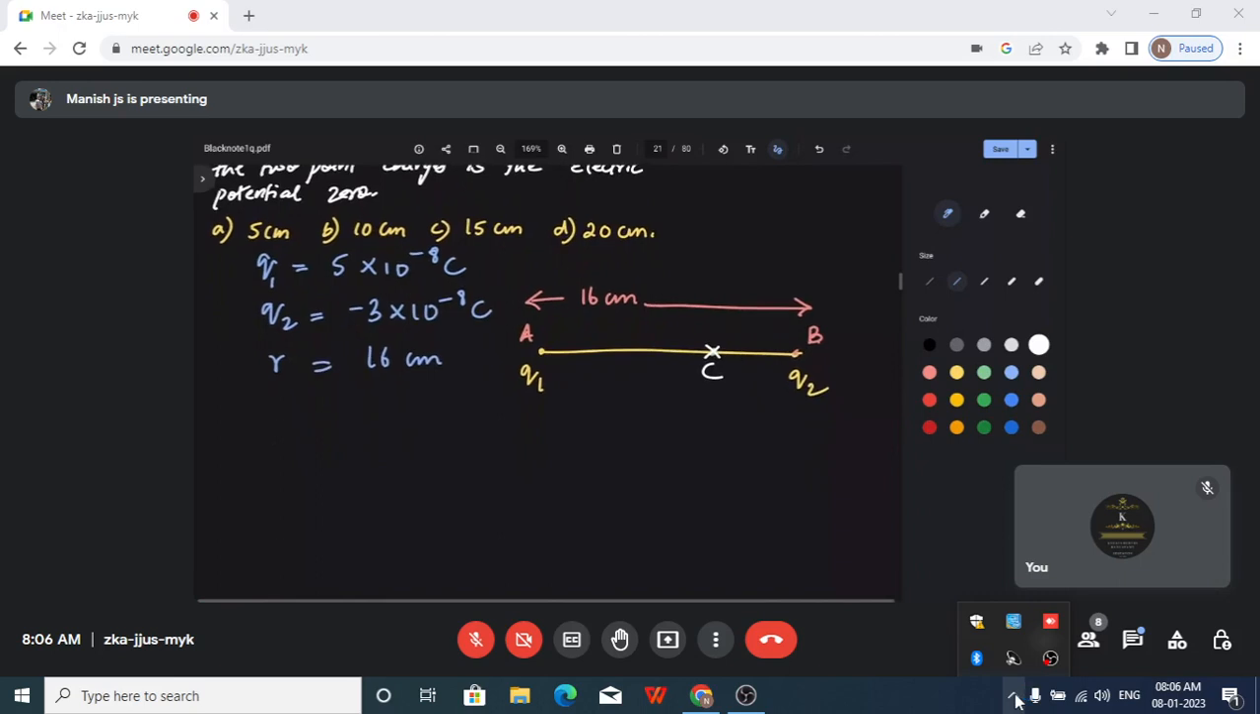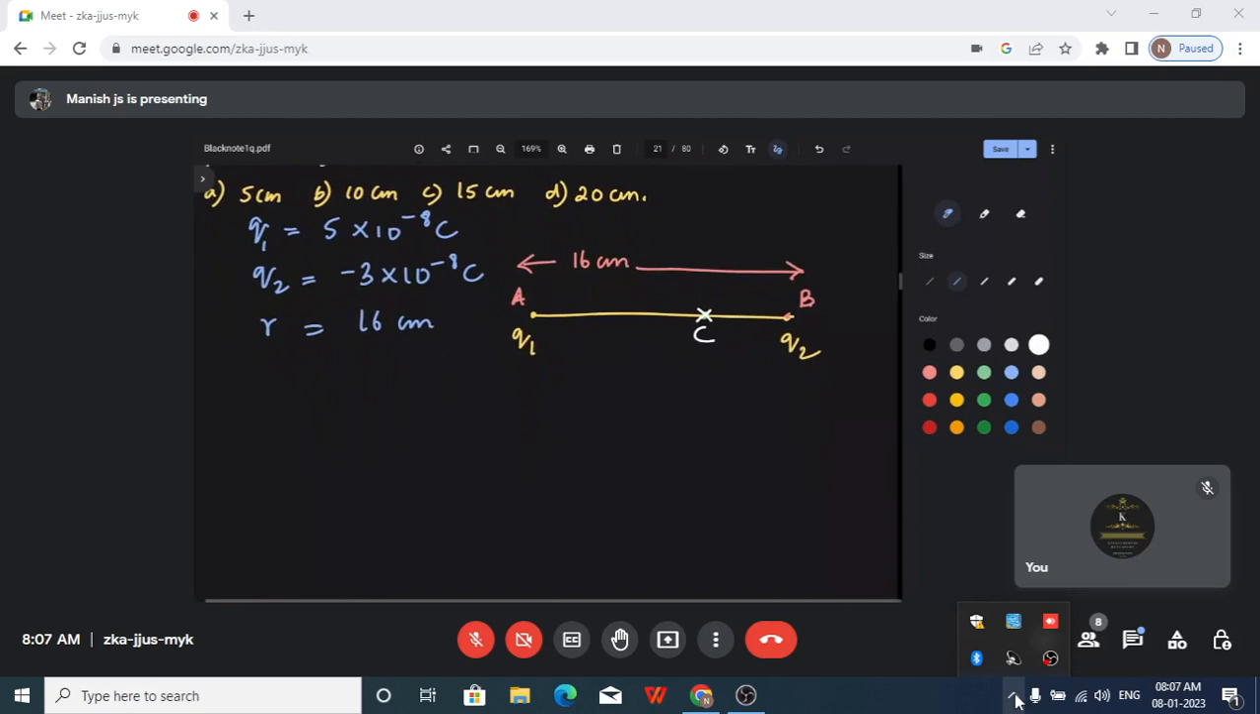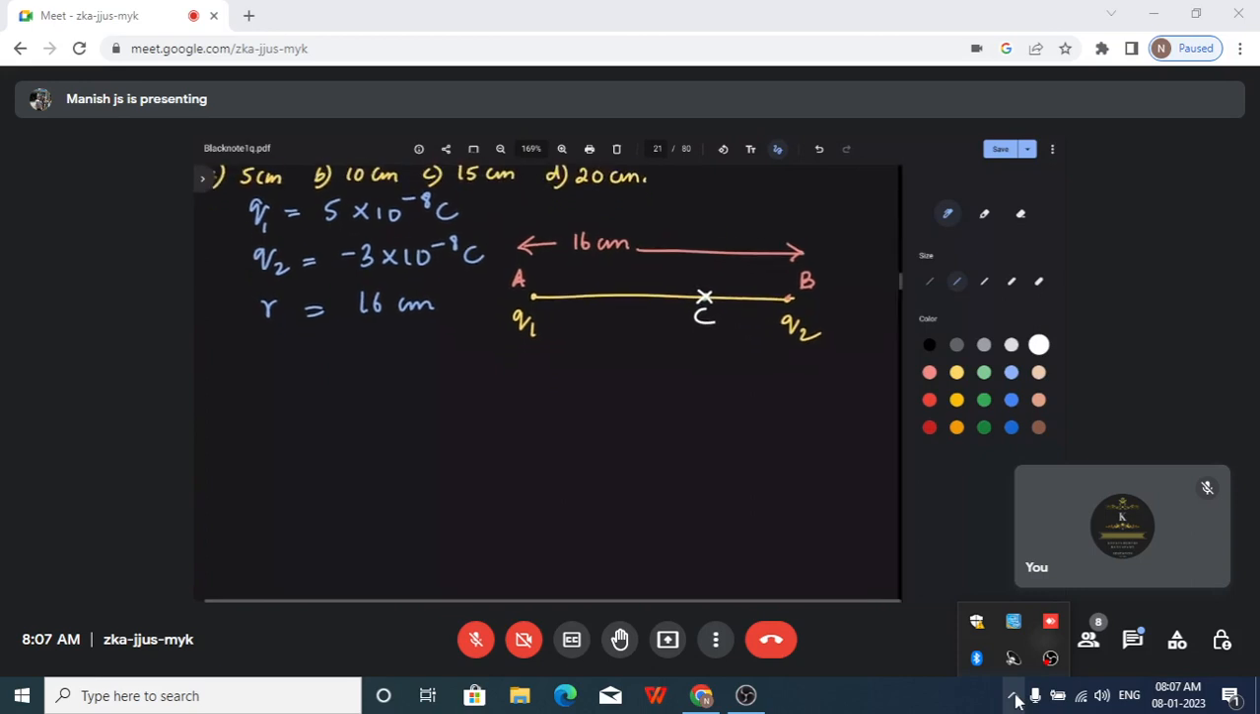Next, I am going to express the distances of these two charges from this point. That is what I am going to do. The total distance between A and B is 16, so what will be the distance from A to C and what will be from C to B is what I am going to express. Okay? Till here, is it clear? This is what we are doing. Now we go to the next step of solving the question.